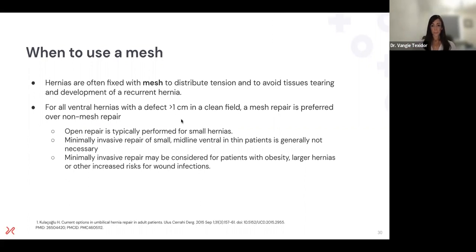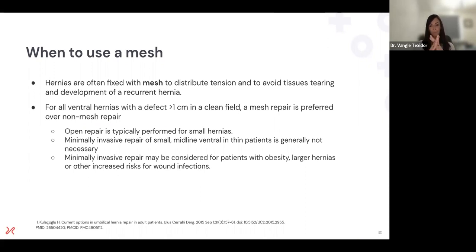So, when to use a mesh? We want to distribute tension, and this sometimes helps us avoid a recurrence. For all defects in general, over 1 centimeter in a clean field, like I mentioned, with no contamination, we want to put a mesh in. Inguinal hernias, 100% of the time, except if you have contamination. Umbilical hernias, like we mentioned, they say 1 centimeter here, but in general for umbilical, 1.5 centimeters, sometimes 2 centimeters.